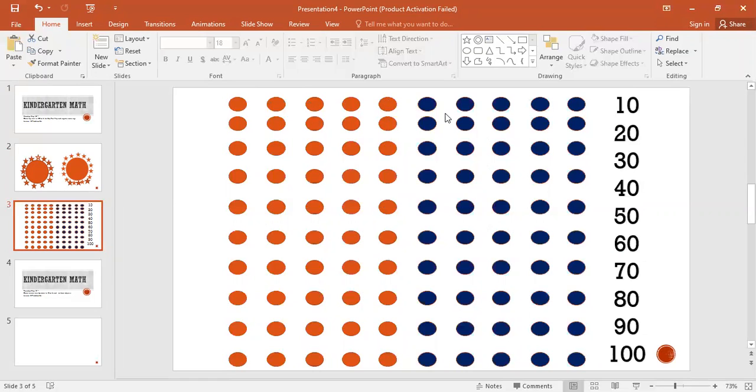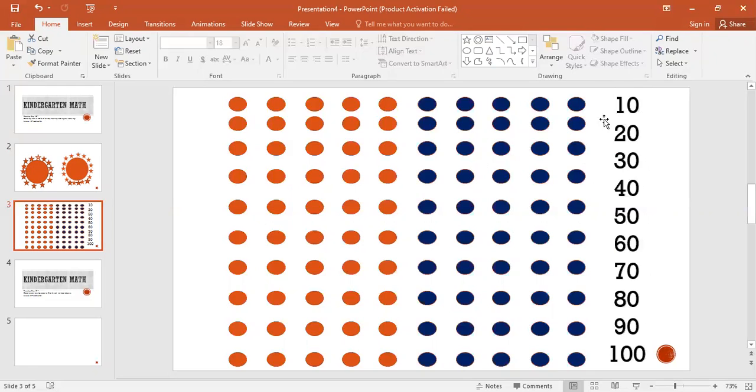So if each row has 10 circles, I can count by tens to get to my last number. All right, listen as I say this and counting by tens. 10, 20, 30, 40, 50, 60, 70, 80, 90, 100.